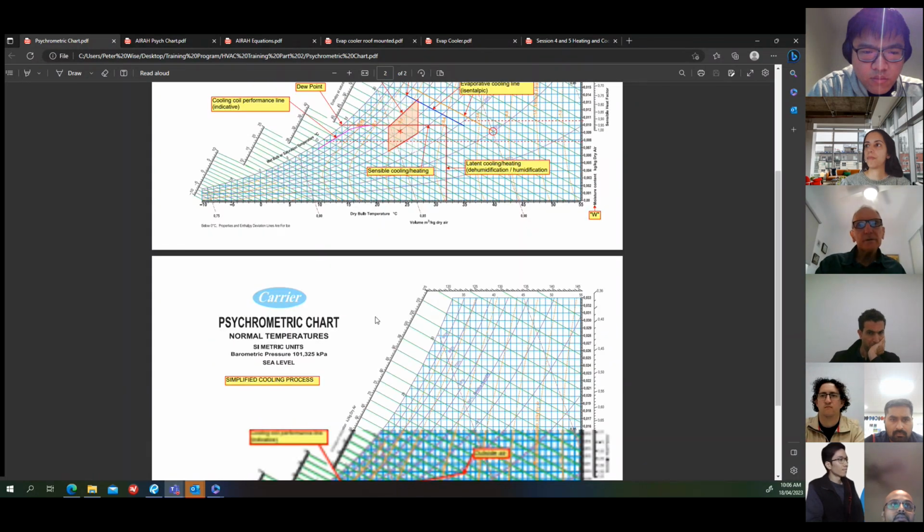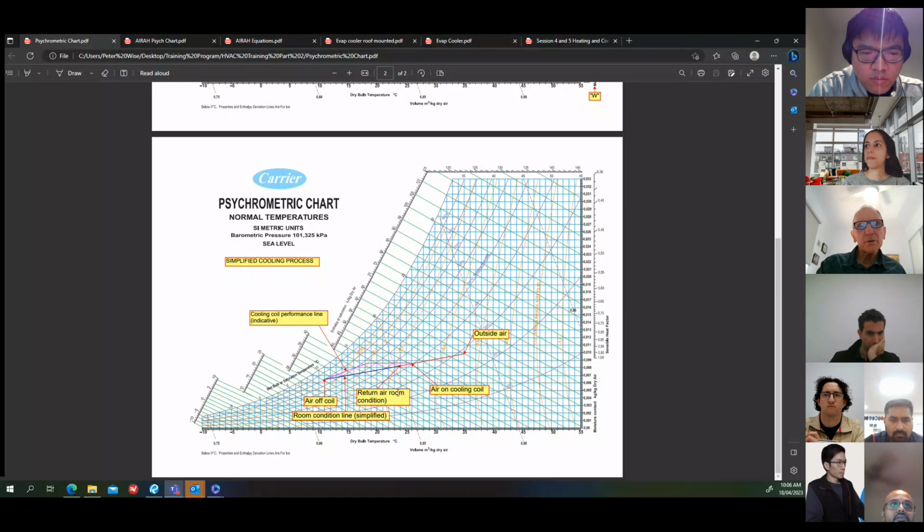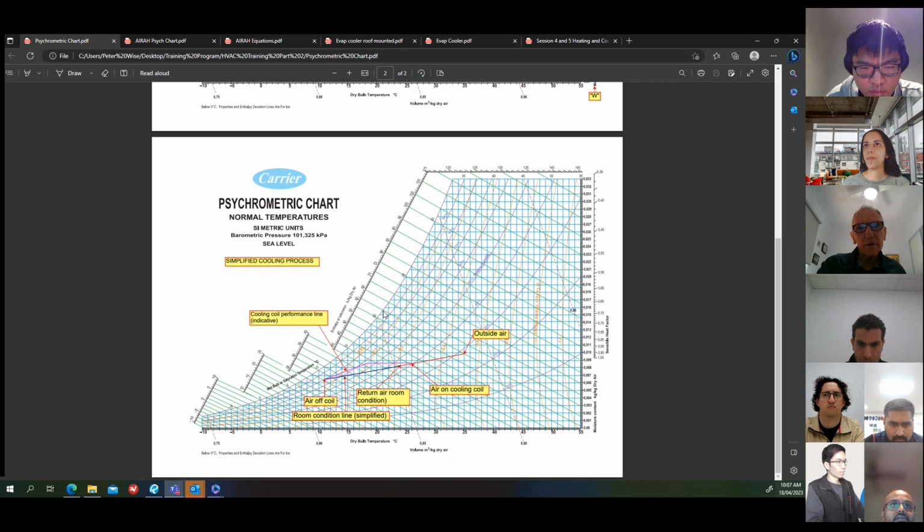what I was talking about then is this is a very simplified cooling process. So I've got return air condition here, which is a point, look, it's at 24 degrees and about 45% RH. I've got an outside air condition of 35 degrees and, well, in this case, 21 degrees wet bulb, which is over here on the saturation line. Mixing those two together, you'll get a point on that line. So somewhere along that line will be the mixed air condition, and you can calculate that. And we'll come to that a bit later.